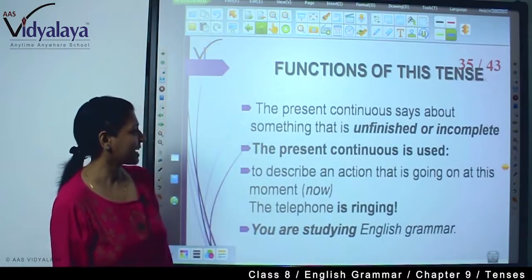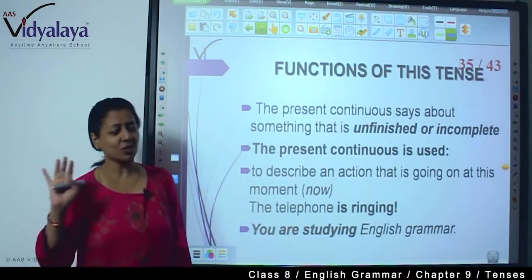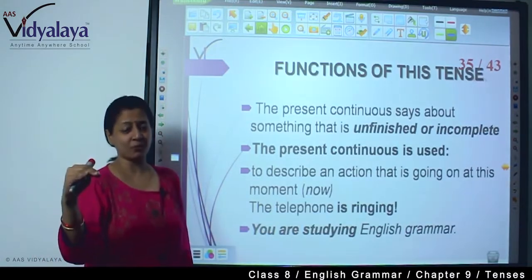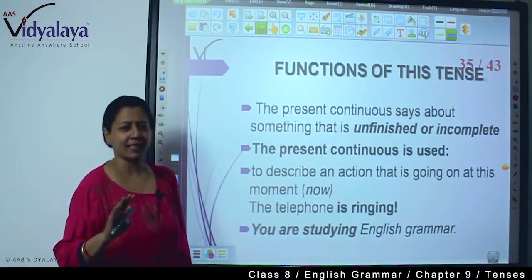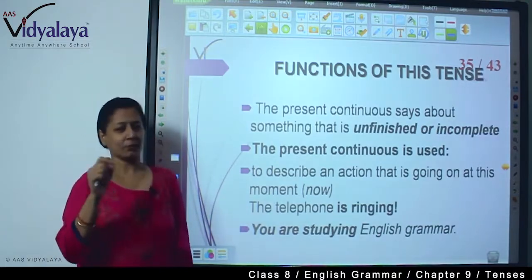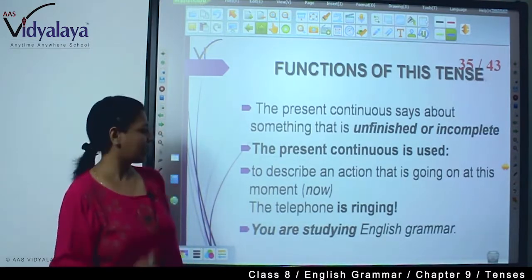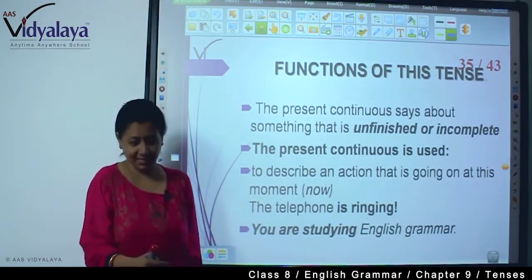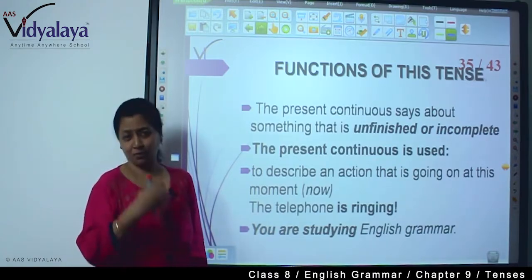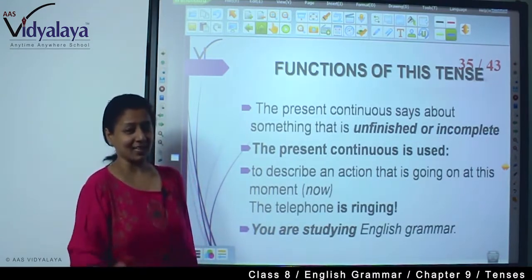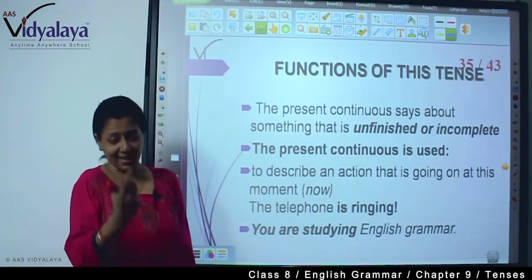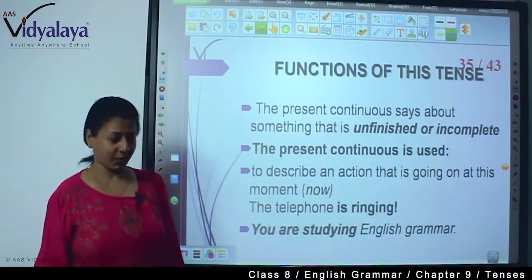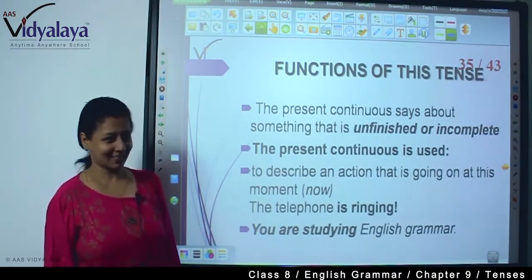Now, what are the functions of this tense? The present continuous speaks about something that is unfinished or incomplete. I am teaching, my work is in progress, I haven't yet completed. So it shows that something is still unfinished. It also describes an action that is going on at this moment, that is now. Now I am teaching, the activity is going on, so you write it in present progressive tense. The telephone is ringing, you are studying English grammar.